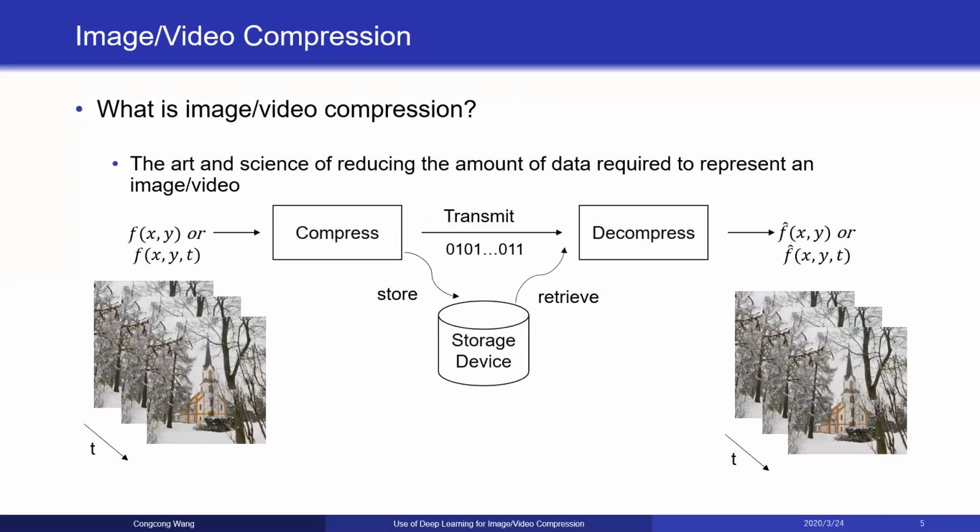So what is compression? It's a method to reduce the amount of data to represent images and video. For images and videos, we first need to compress them to reduce the size, then transmit or store the compressed signal. On the user side, the signal can be decoded to the original or almost original images and videos.